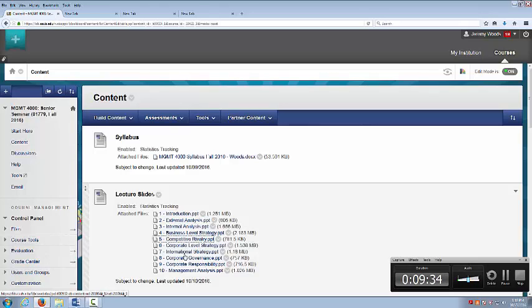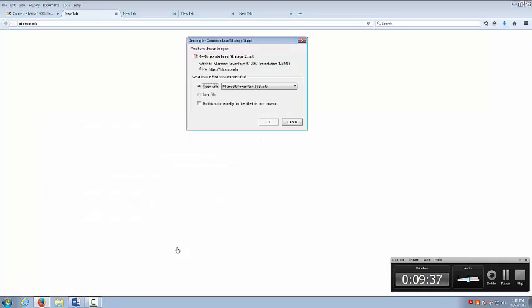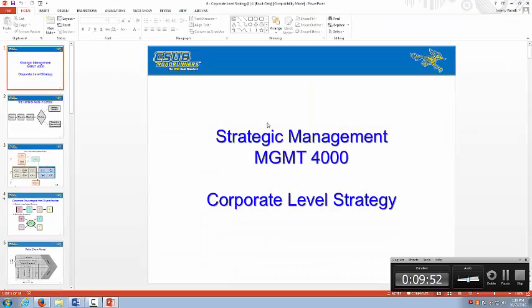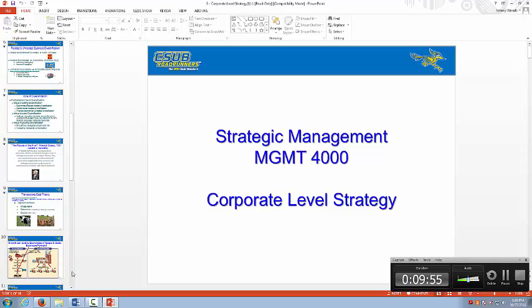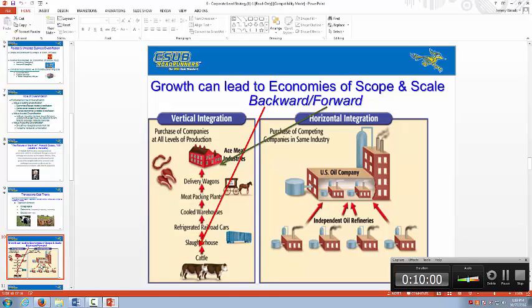Okay, so chapters 6, 7, 8, and 9 are covered in a combination of my lecture slides that are numbered 6 and 7. So from lecture slide deck 6, there's going to be a lot in the exam about forward versus backward integration. Okay, or vertical and horizontal, forward and backward integration. There's a lot of stuff in the exam on diversification.